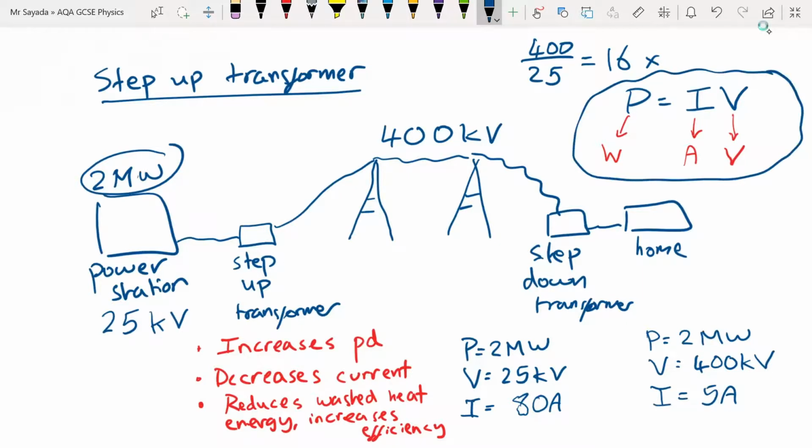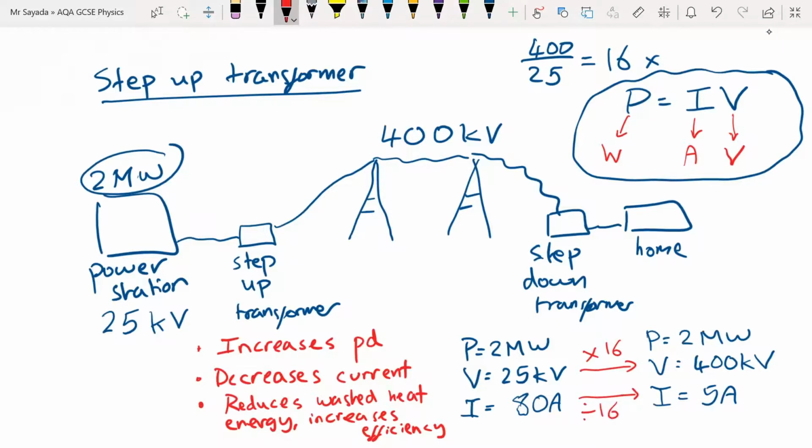So just by using that formula, you can see that when the voltage has multiplied by 16, what's happened to the current? Say your answer to the video now. The current has divided by 16.